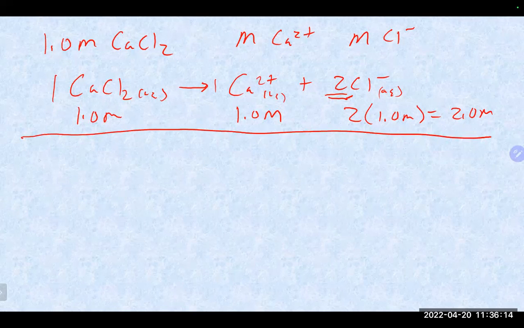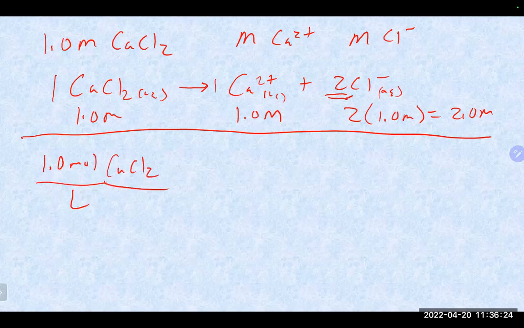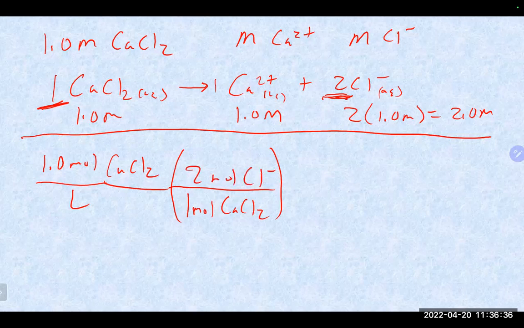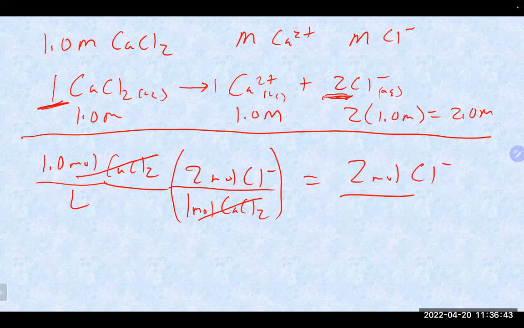And you may ask, how do you get there really? Besides the quick way like that, the long calculation is you take 1 mole per liter of calcium chloride. You do a stoichiometry mole to mole relationship, which is 1 mole to 2 moles. 1 mole of the whole thing gives me 2 moles of Cl minus. The moles of the whole thing cancel, gives me 2 moles of chloride per liter, which gives me 2 molar for the chloride. That's the long way of doing it.